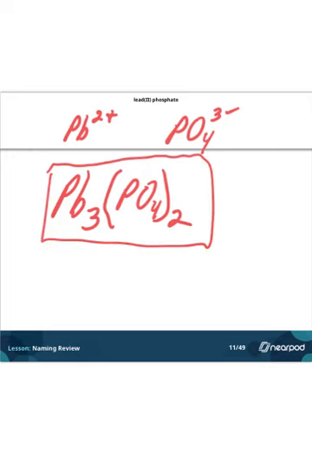Okay, lead(II) phosphate. So the first thing I should do is write out the ions. I have lead(II), which is Pb2+, and phosphate, which is one of the polyatomic ions, the no-co-SOPOs, which is this. So I have a 2 and 3 ratio. My common multiple is going to be 6. So to get 6 out of the lead, I'll need 3 of them, and I'm going to need 2 of the phosphates. And it's a polyatomic ion, so I have to put it in parentheses. So this would be the formula for lead(II) phosphate.